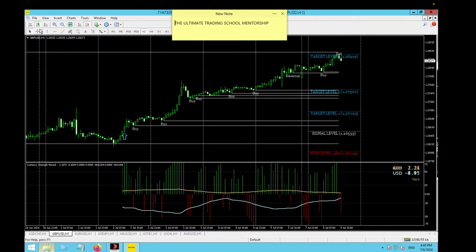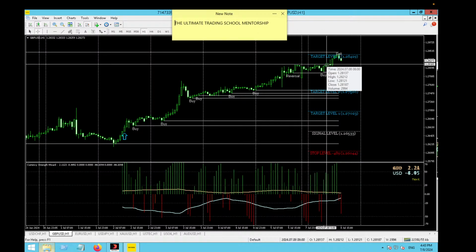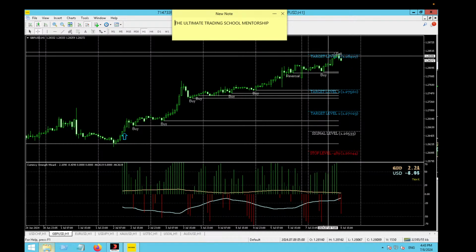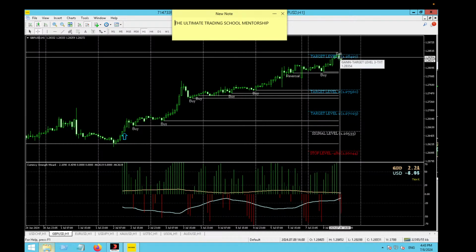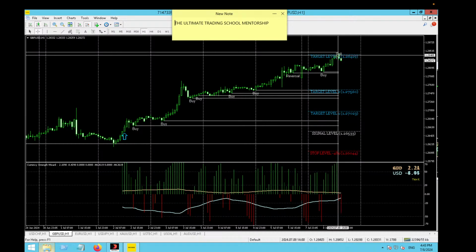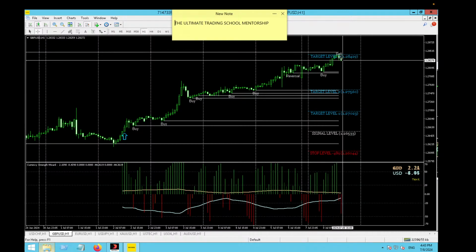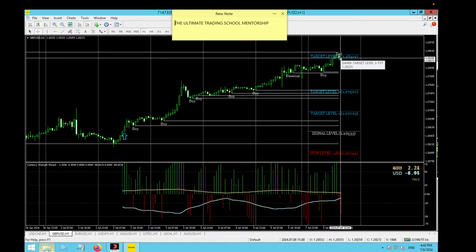So by now my trade has already closed, and when you see a signal that is vice versa of the trend, it is a good time to exit the market when you see a sell trend from the smart level indicator.